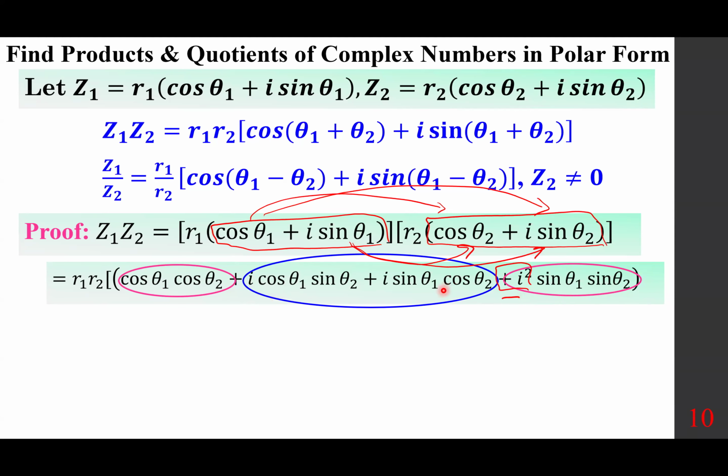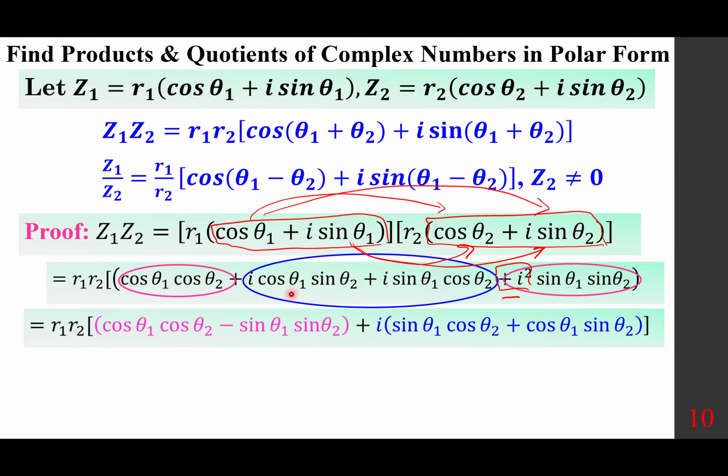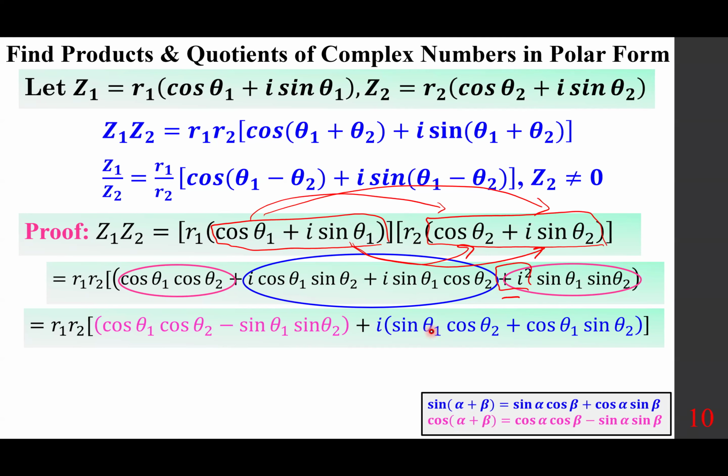We can put this one first, sine theta 1, cosine theta 2, and this one second, cosine theta 1, sine theta 2. Why am I writing it in this fashion? I put this one first. Why did I do that? I want to remind you.